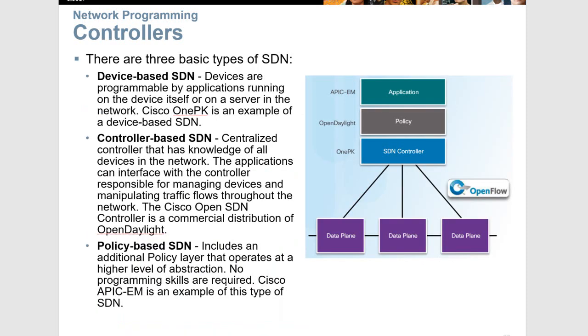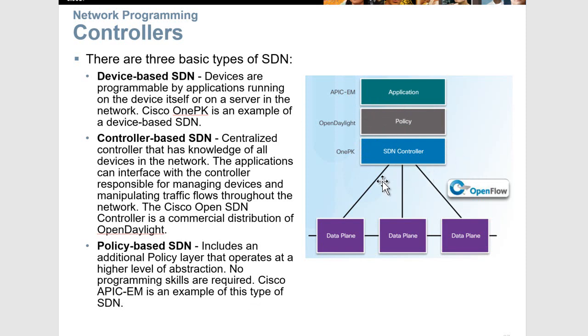There are three different basic types of SDN. We've got device-based SDN, where devices are programmable by applications running on the device itself or on a server in the network. Cisco onePK is an example of device-based SDN. You'll see that here. These other ones wouldn't exist if it was just using device-based SDN.